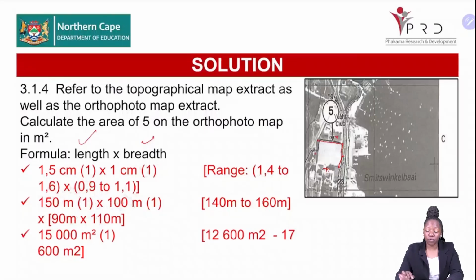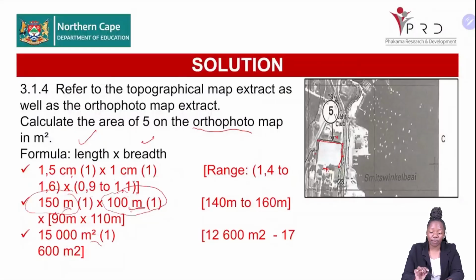So your 1 centimeter times 100. Why 100? Because we are using an orthophoto map and our answer is supposed to be in meters. So your 1.5 times 100 will give you 150. Then we're going to take 1 centimeter. Remember, the breadth is between 0.9 and 1.1. So 1 centimeter times 100 will give you 100 again. Then we're going to have 150 times 100, which will give us 15,000 meters squared, because there is a meter and another meter, it will result in meters squared.